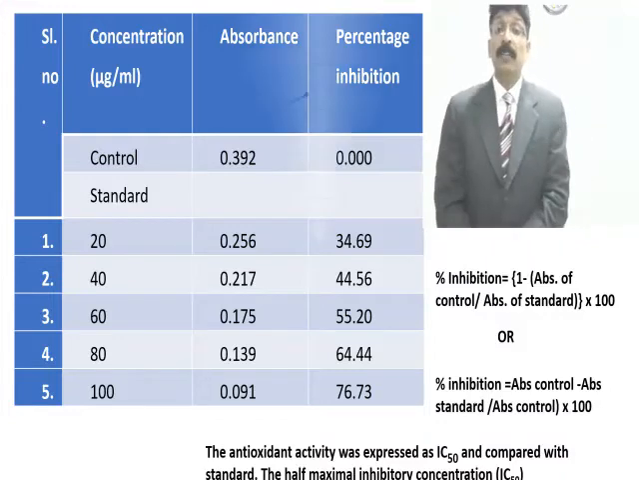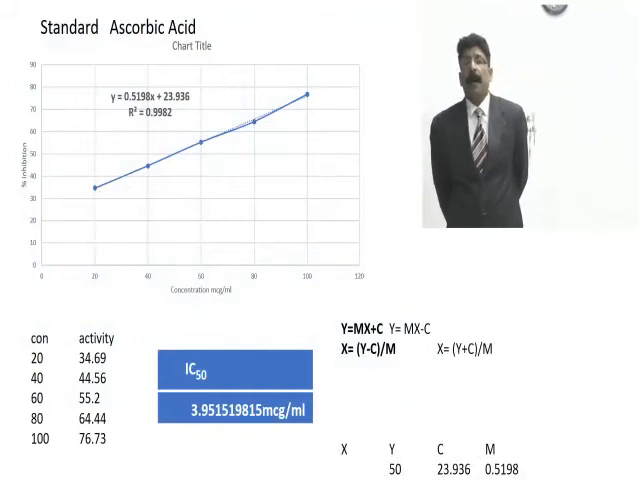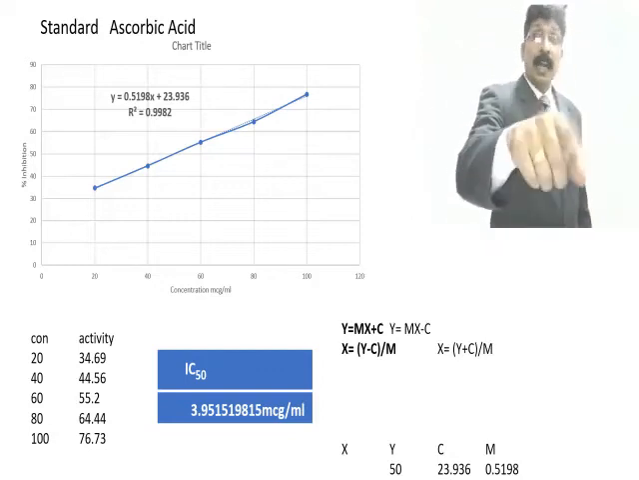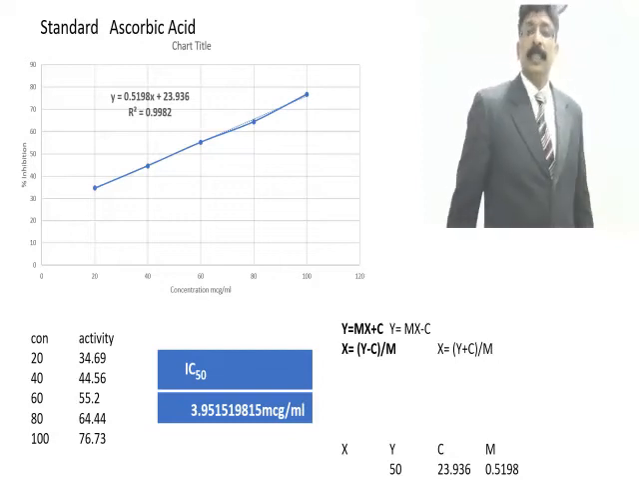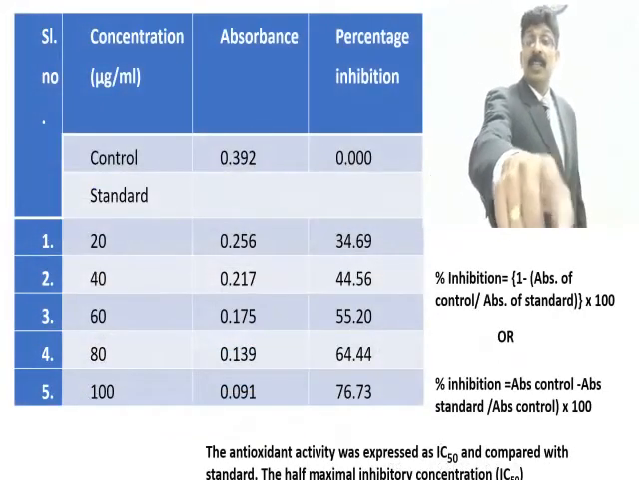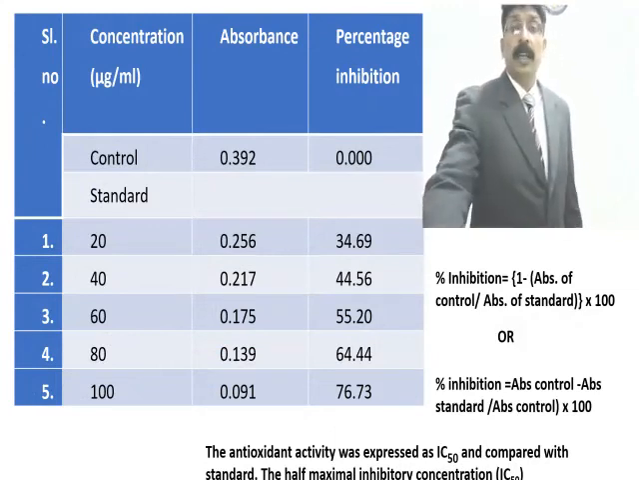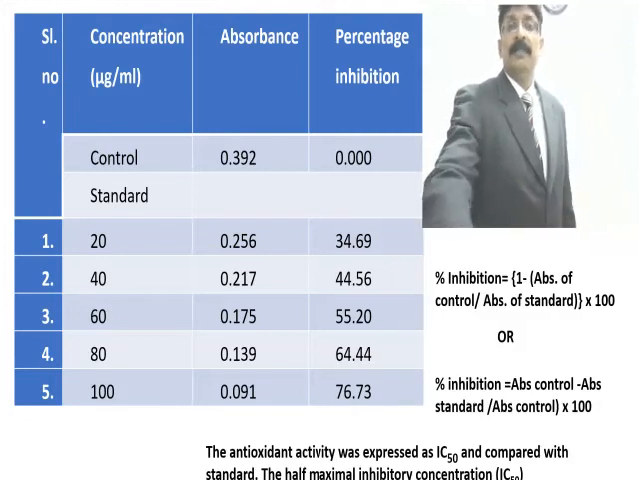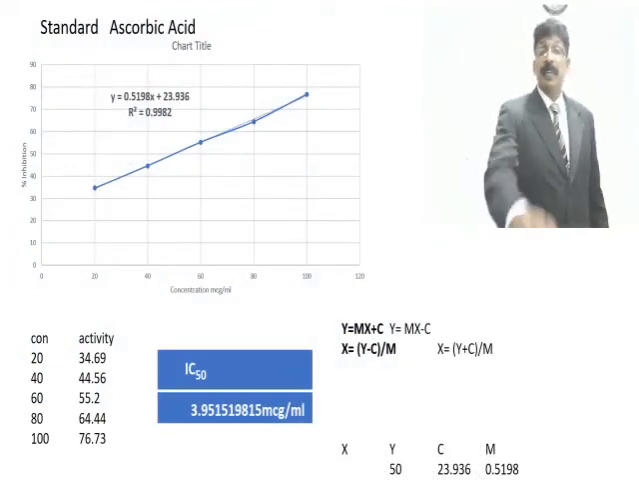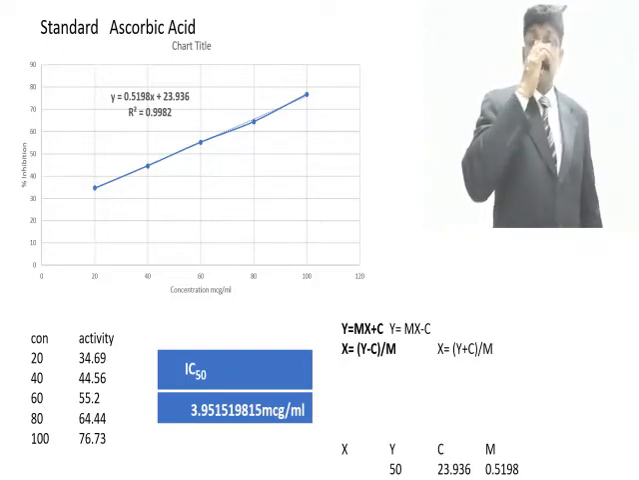How to calculate this IC50? IC50 is very, very interesting. We can go for it in Excel. If you have the data of the concentration and the absorbance, activity by activity calculation, these are the two categories which I showed in the previous slide, where we have the absorbance at 700 nanometers lambda max for the control, as well as the concentrations of 20, 40, 60, 80, and we have calculated what its inhibition is. Now we want to find out the IC50. The IC50 for the standard ascorbic acid is 3.95115 mcg per ml. What do you mean by this IC50?